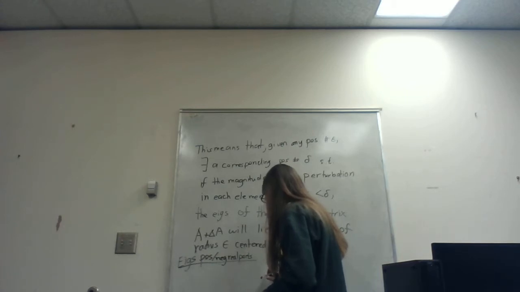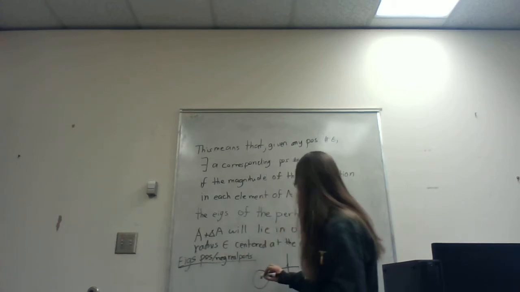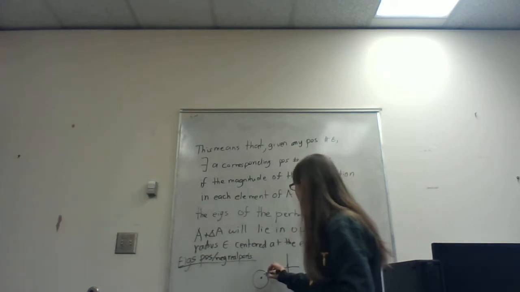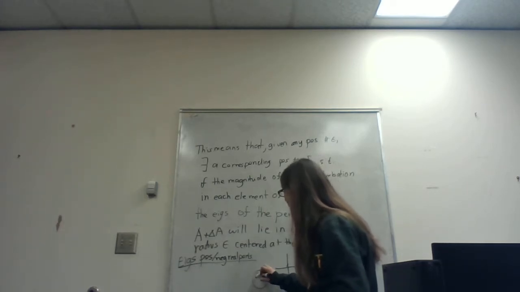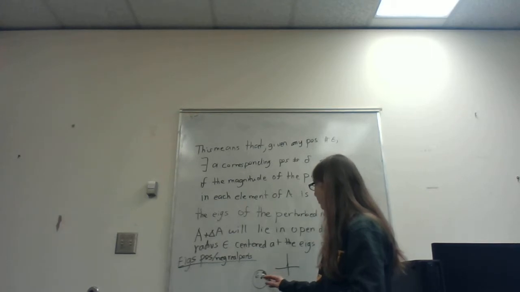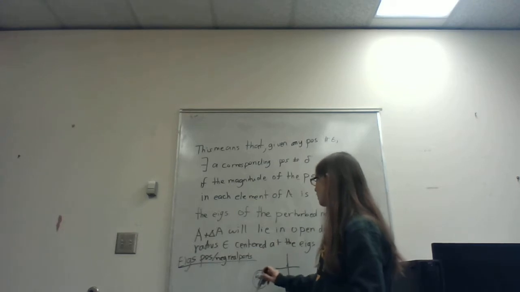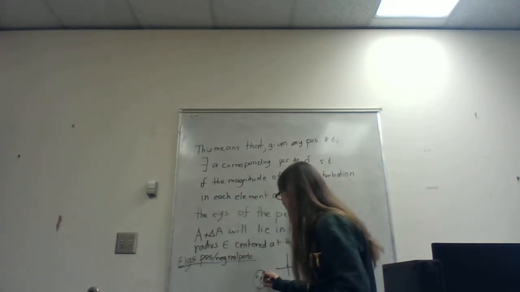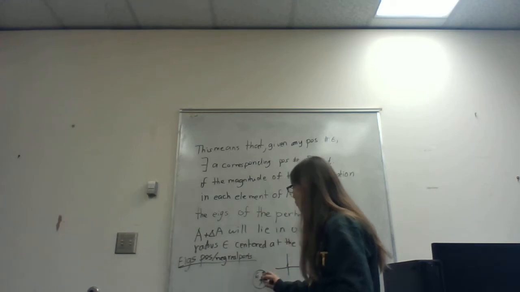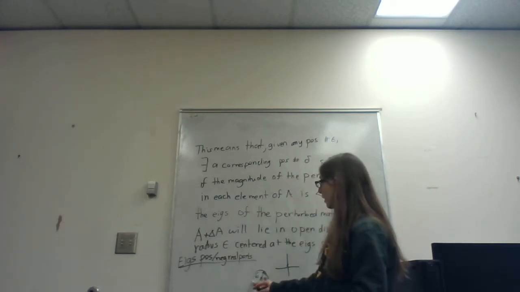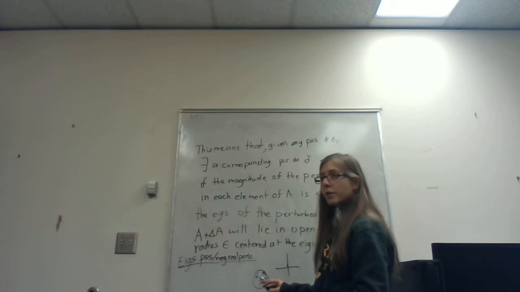So here I am, and I say, okay, I want the eigenvalue to be within this region epsilon. Here's the lambda of A, and I want the eigenvalues of my perturbed matrix, A plus delta A, to be within some small amount epsilon.